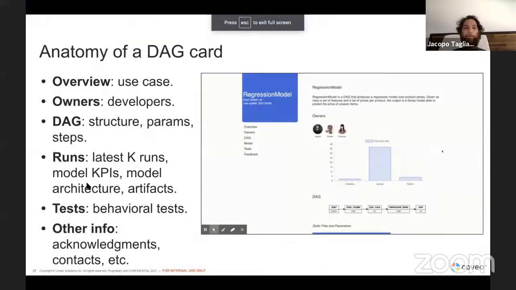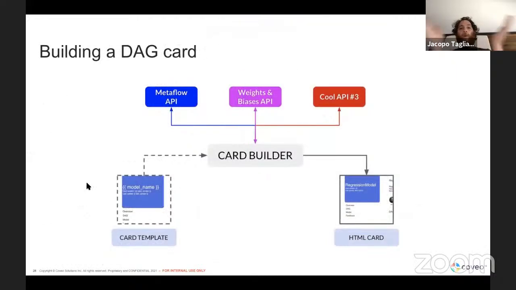And so going back to the presentation, when you actually go online and look at the code, this is built by a very simple hack. There's a card template, which is basically just an HTML template with just Jinja placeholders. If you know Flask, you know the Jinja templating engine. There's a card builder script that uses the Metaflow API, and in our case the tracking API, which for us is Weights and Biases, to get all the information about the runs, the ones that I displayed, and substitute the placeholders in the Jinja template to produce the final HTML card that you saw.